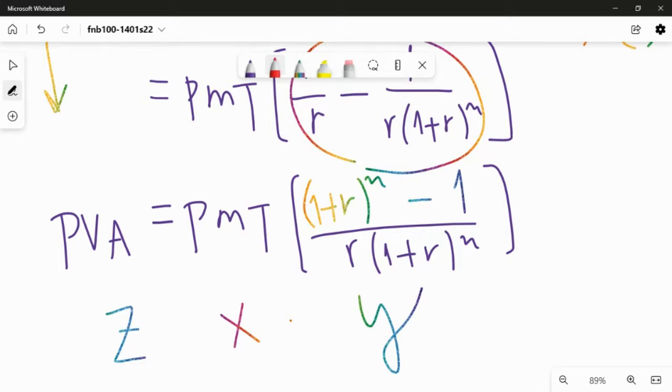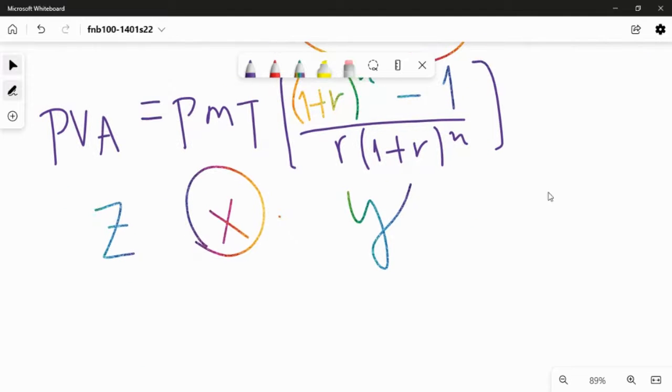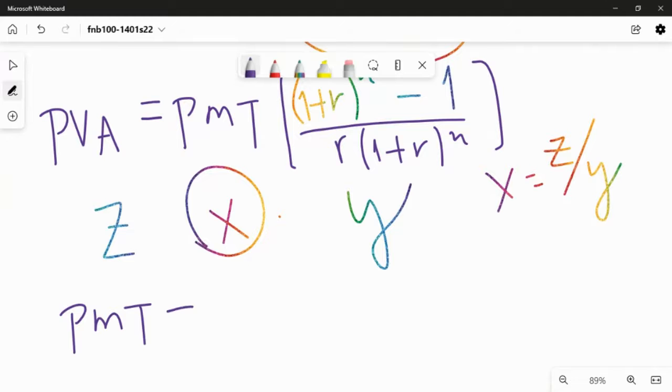Z is PVA, x is our unknown, right? And solving for x is z divided by y, right? And just the same, solving for payment is PVA divided by the thing in the bracket. But everyone understands that dividing by something is the same thing as multiplying by the reciprocal, right? Dividing by something is the same thing as multiplying by the reciprocal.